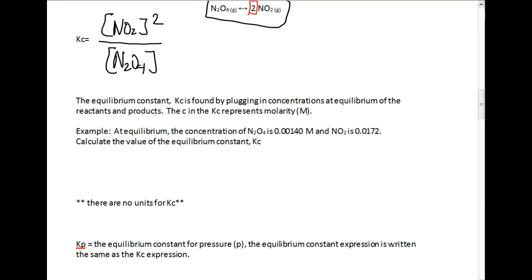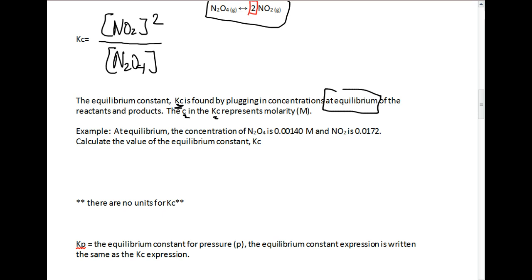Okay, so now let's talk about this equilibrium constant Kc. How do we find the value for this? Because it is going to have a value. Well, we plug in the concentrations at equilibrium of the reactants and products, and we just run the numbers. Again, the C in the Kc represents molarity, it represents concentration. So let's take a look at an example where we do this.